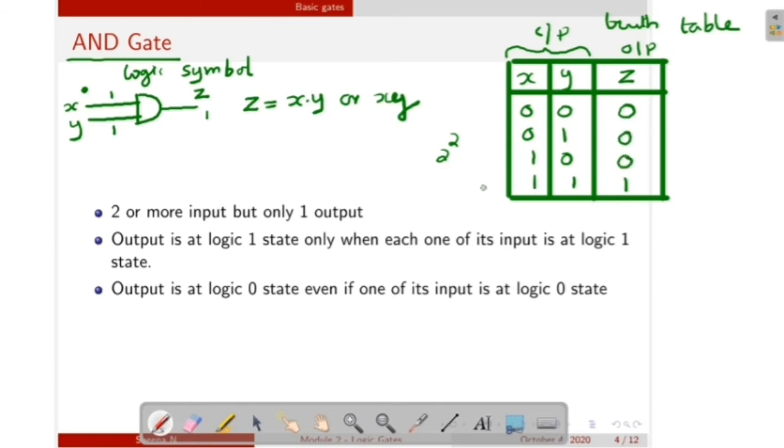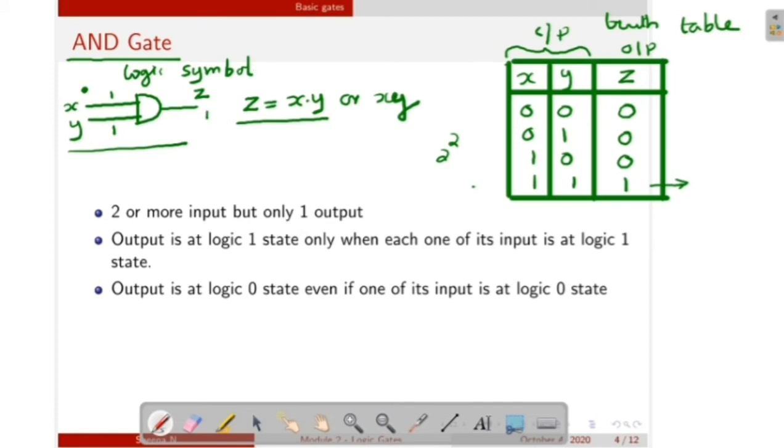Okay, so the AND gate produces output 1 only when both inputs are 1. So this is the truth table for the AND gate, and this is the logical expression for the AND gate, and this is the logic symbol for the AND gate. This is the logic symbol for a 2 input AND gate. An AND gate may accept 2 or more inputs, but only 1 output.